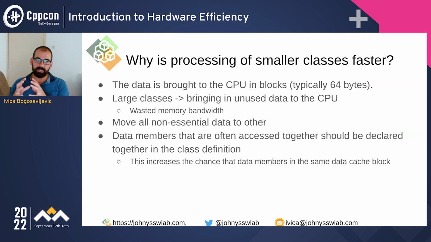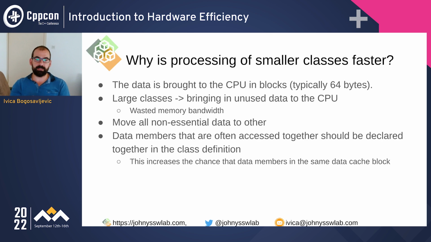When you have a large class, you're bringing data from the memory to the CPU, data that the CPU won't access. They're unused data, and this wastes memory bandwidth. So if you have a hot loop that is processing classes, and you're trying to speed it up, the way to do it is to move all unaccessed members to other classes, and this will make classes smaller and thus faster.